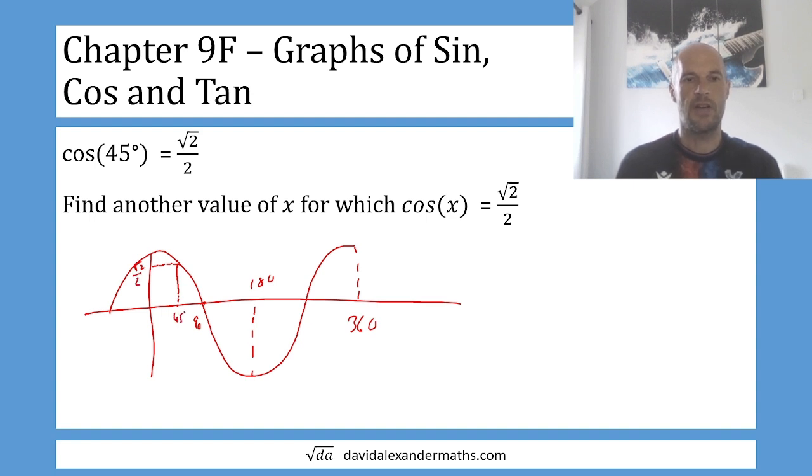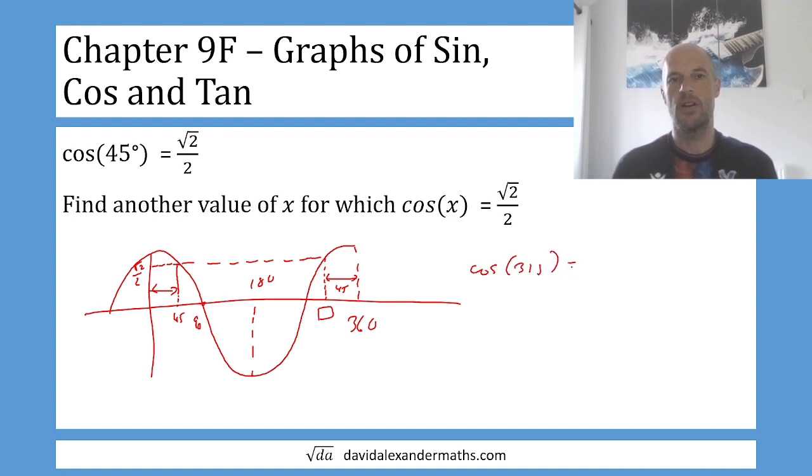Now the cos of 45 gives me root 2 over 2, but also another value here gives me root 2 over 2. This is a distance of 45 degrees, and this is 45 degrees as well. Again, it's just the symmetry of the cos graph. So this value here is 360 take away 45. 360 minus 45 is 315.